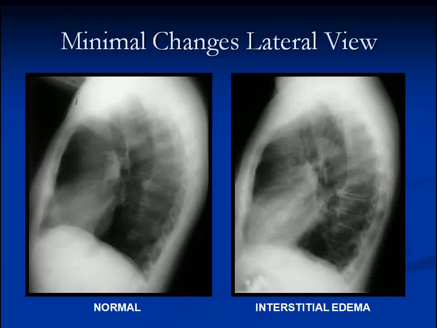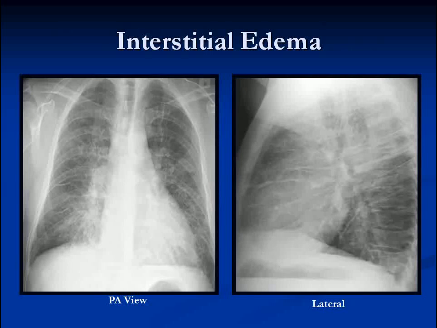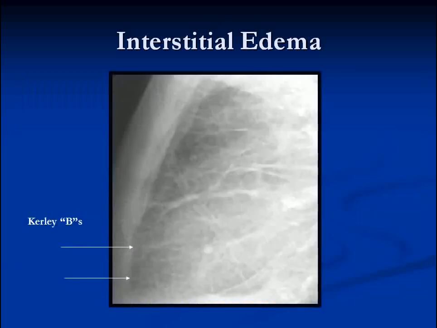Sometimes also in the lateral view we have small bilateral effusions when we have interstitial edema. Again, great films that show you the changes of interstitial edema. Peribronchial cuffing, curly B lines, thickening of the fissures, small bilateral effusions, increased interstitial markings, hila are enlarged and indistinct.